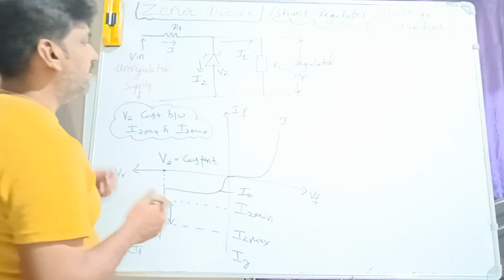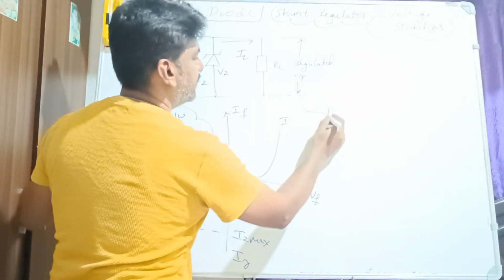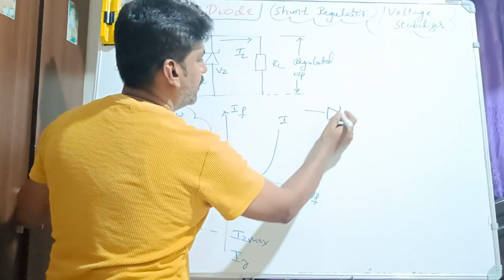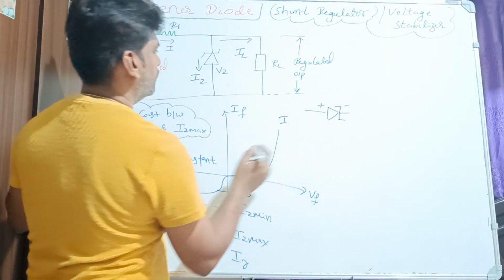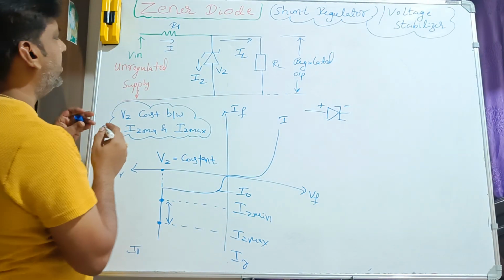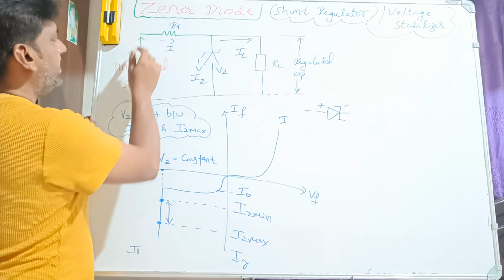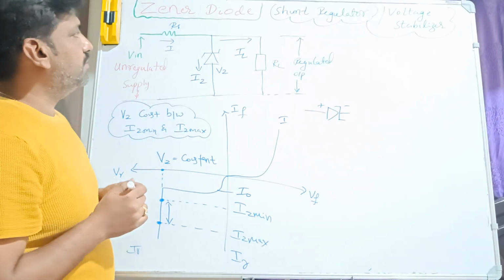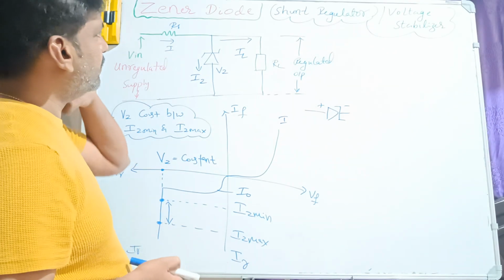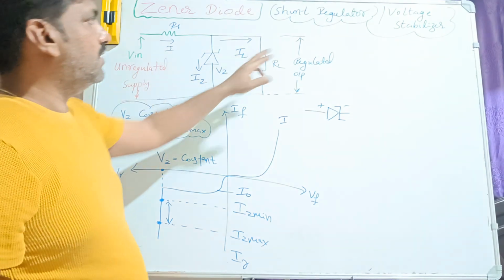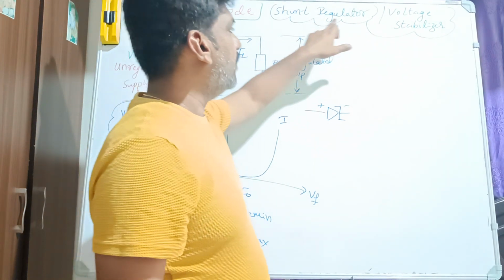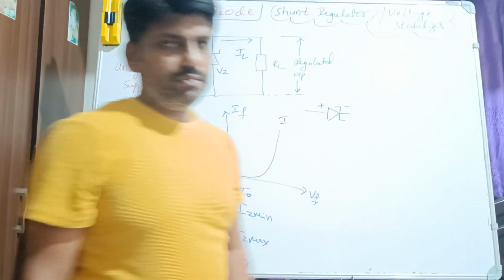So now look at the symbol of the Zener diode. We will write the normal PN junction like this, but for Zener diode we should write like this, right? Same plus or minus. So here, what is the meaning of this? Why we should use this? If I take this Zener diode, what is the help of this? It is also called a shunt regulator or the voltage stabilizer.